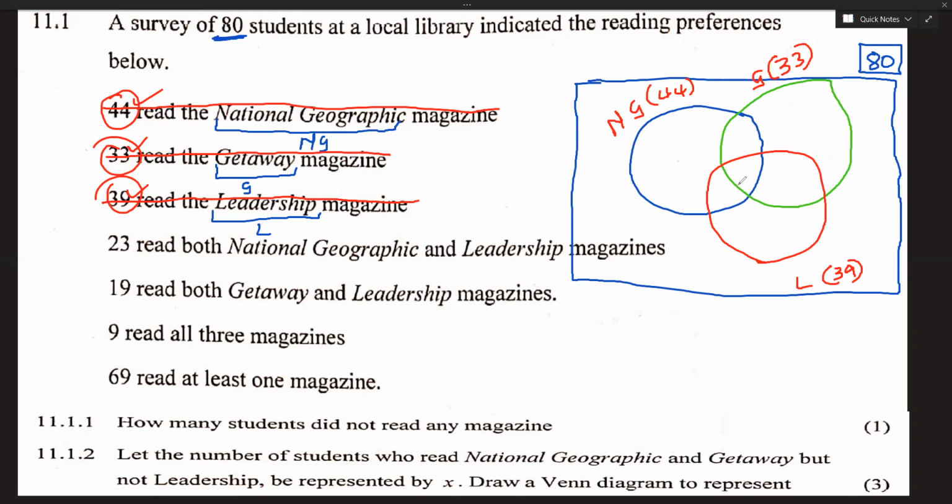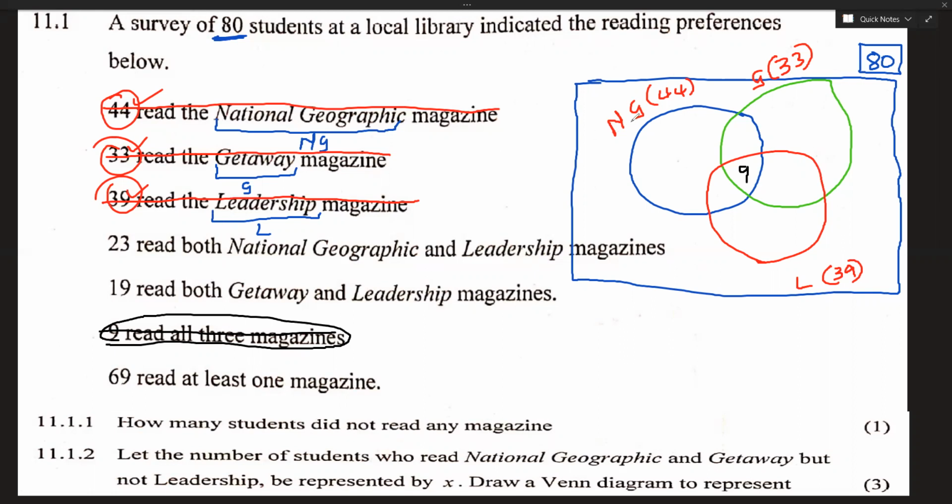So I'm going to look for the number of learners who are doing all the 3 types of magazine. If it's not given, you're always going to put X. If it's given, you put that number. In this case, I can see here, they say 9 read all 3 magazines, right? So 9 read all 3. So basically the number there is 9. Perfect.